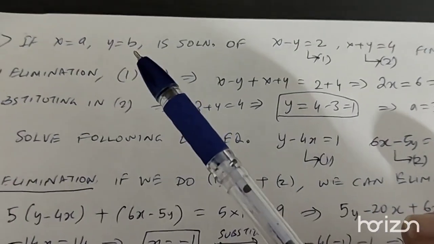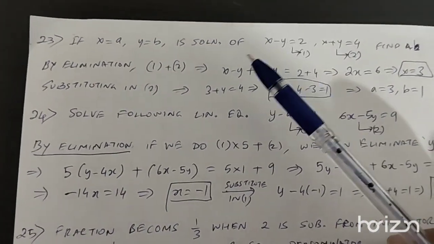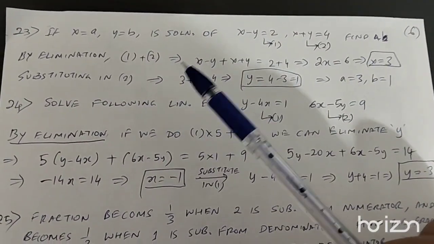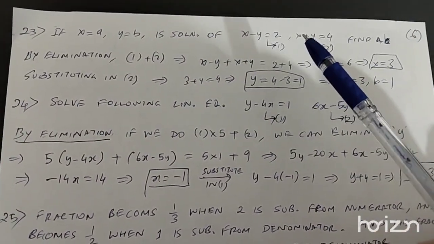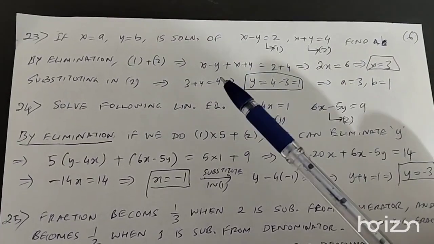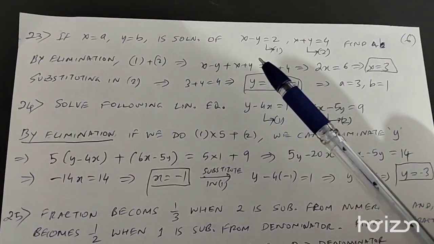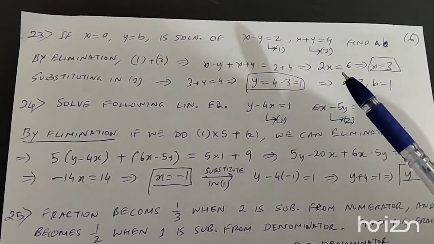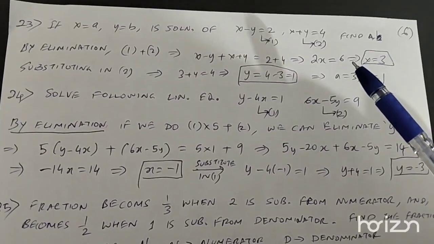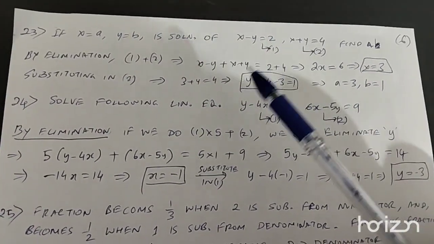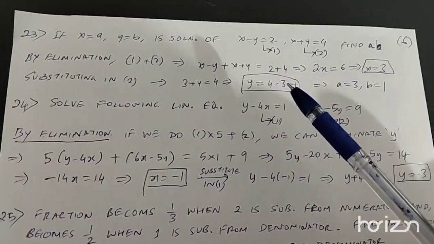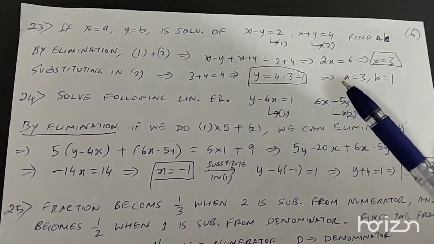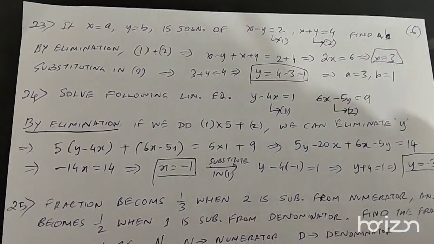If x is equal to a and y is equal to b is the solution of x minus y is equal to 2 and x plus y is equal to 4, find a and b. By simple elimination, if you add equation 1 and equation 2, you can see that y will get eliminated, right? So x minus y plus x plus y is equal to 2 plus 4, because if you add LHS, you have to add RHS also. You will get 2x is equal to 6, which means x is equal to 3, right? And substituting in the second equation, 3 plus y is equal to 4. So y is equal to 4 minus 3, it's 1. So if x is equal to a and y is equal to b, the answer we have is a is equal to 3 and b is equal to 1.